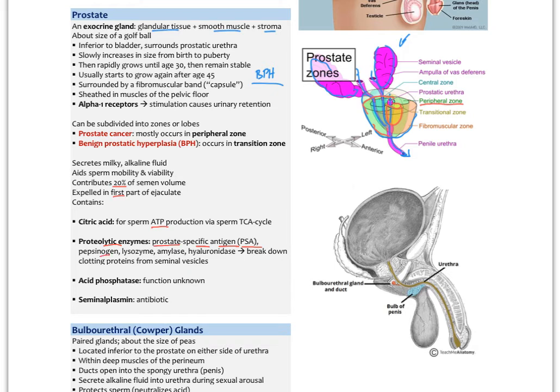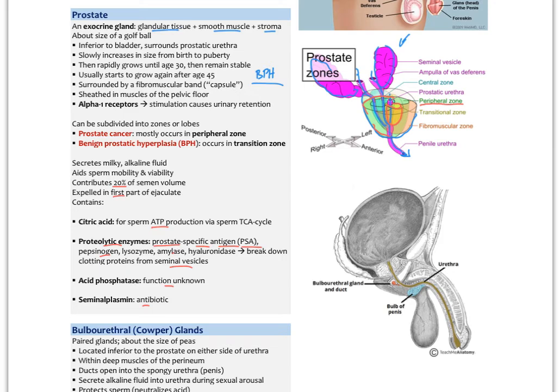There's also pepsinogen, lysozyme, amylase, hyaluronidase. All these are going to help break down, for example, clotting proteins from the seminal vesicles. I mentioned that the seminal vesicles add coagulation proteins to the semen. The prostate helps to neutralize that. There's also acid phosphatase. We're not quite sure what that does. And then there's an antibiotic that's secreted by the prostate fluid called seminal plasmin, which is going to prevent any potential bacterial growth in the seminal fluid.